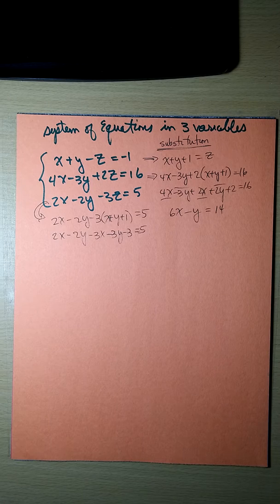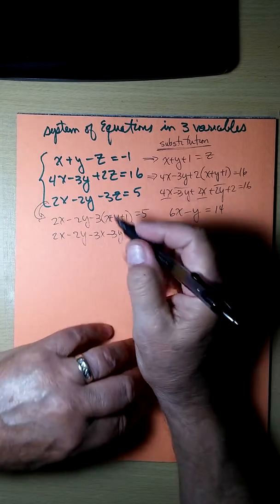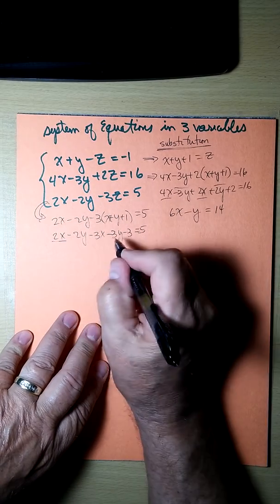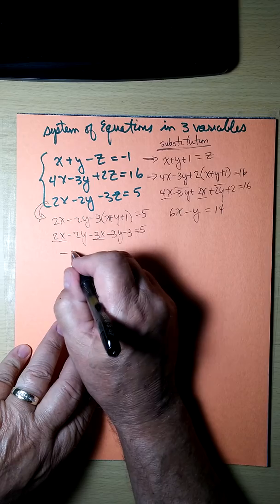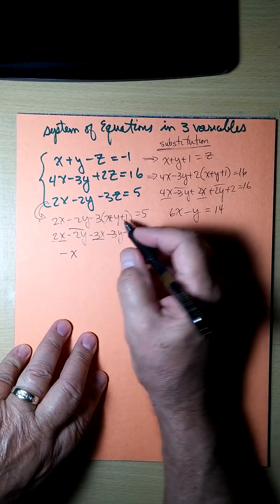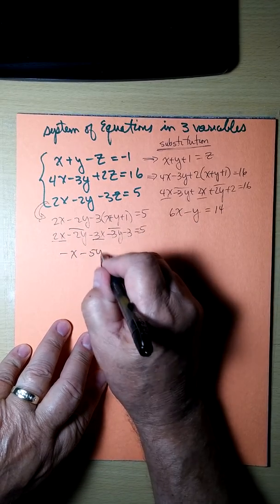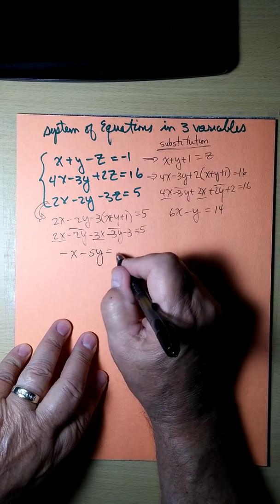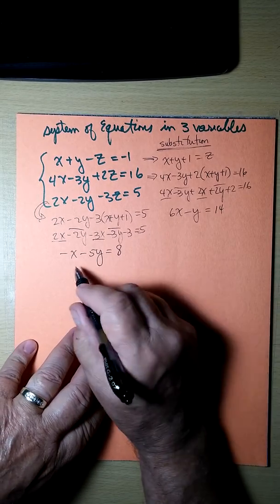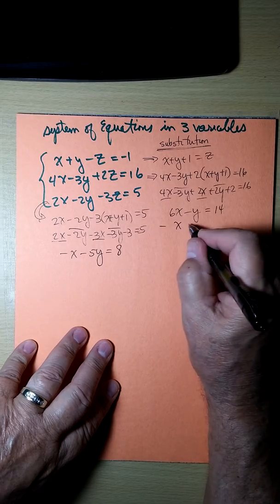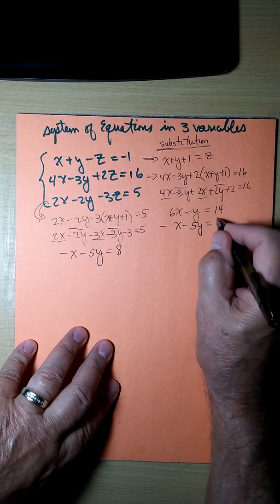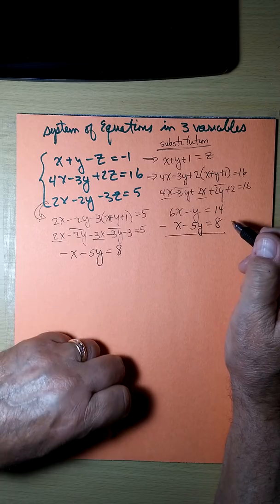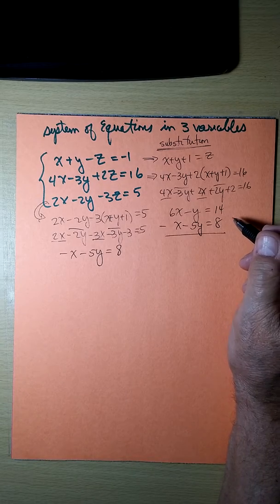Pen is running out of ink. So let me grab a different one here. So there's 2x minus 3x, and that's a negative x. Negative 2y and negative 3y is negative 5y. And I'm going to add 3 to both sides and get an 8. But now we have a problem like we had just before, just in x and y.